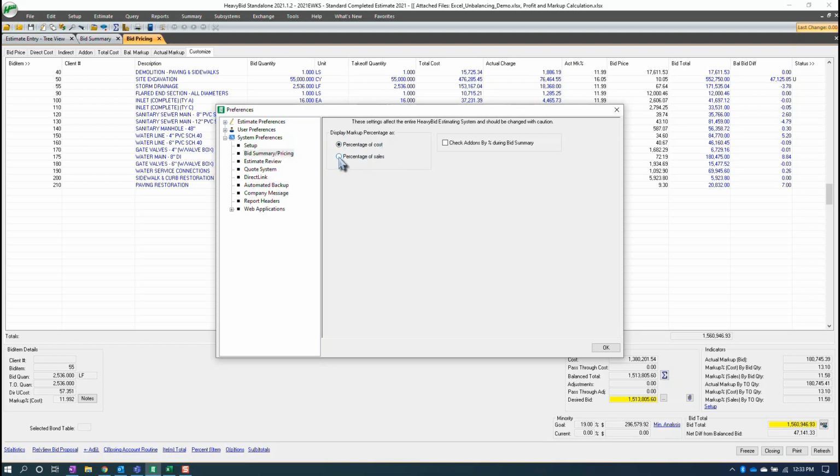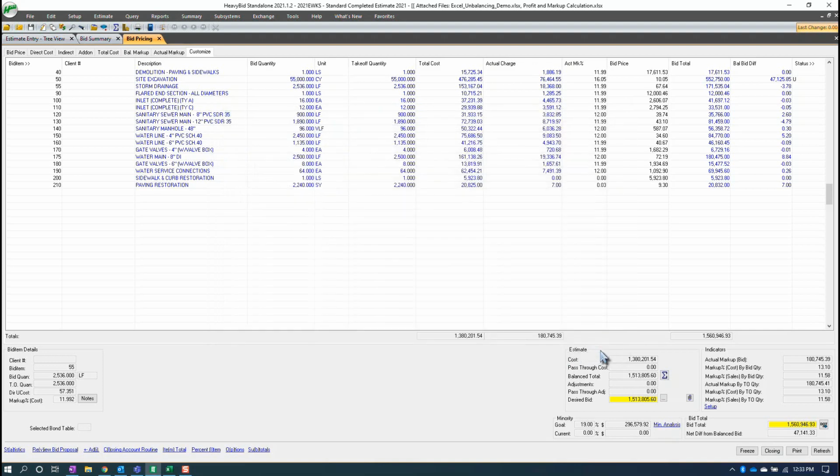Now, as far as I know, this only affects this actual markup right here. All right, it's not going to go back and affect the add-ons, the summary screen. It's not going to change that column. It's still going to be the same thing on the main totals of the bid summary tab. But it does change this here.